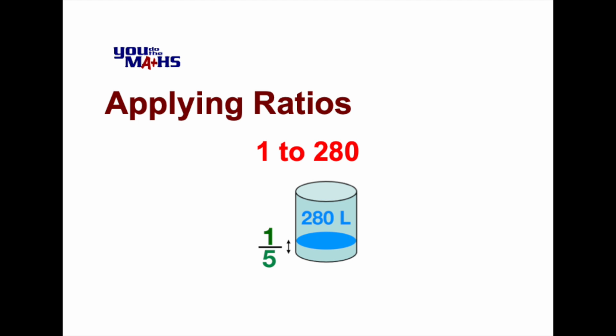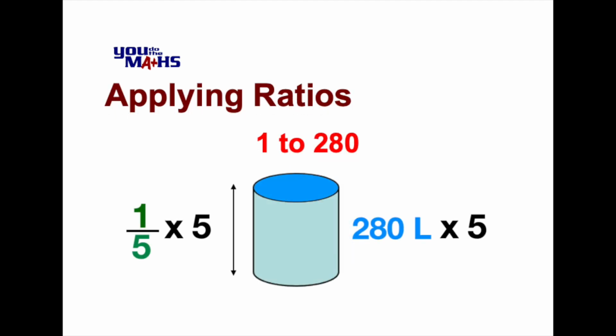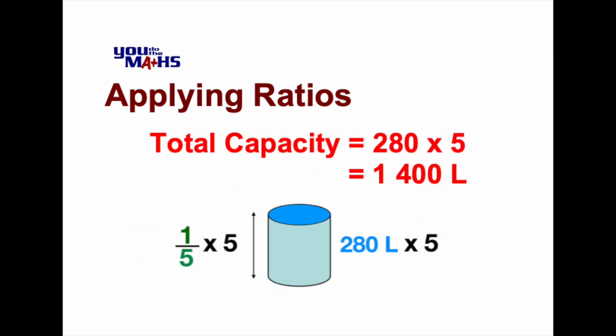Now to get a full tank, we want 5/5. So we multiply our 1/5 by 5, and we do the same with the 280 litres. And when we do that, we get 280 multiplied by 5 equals 1,400 litres. So the tank, when it's full of water, contains 1,400 litres.